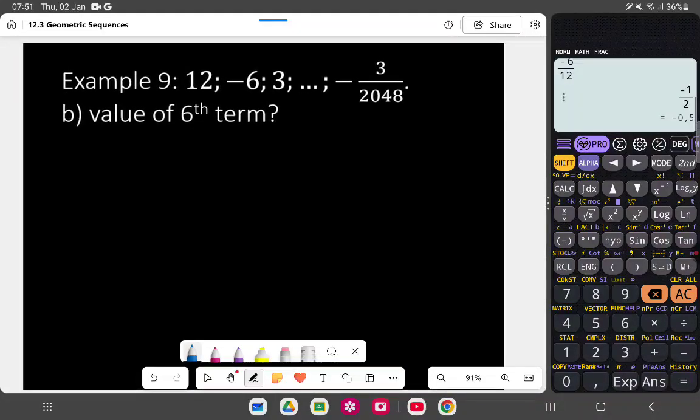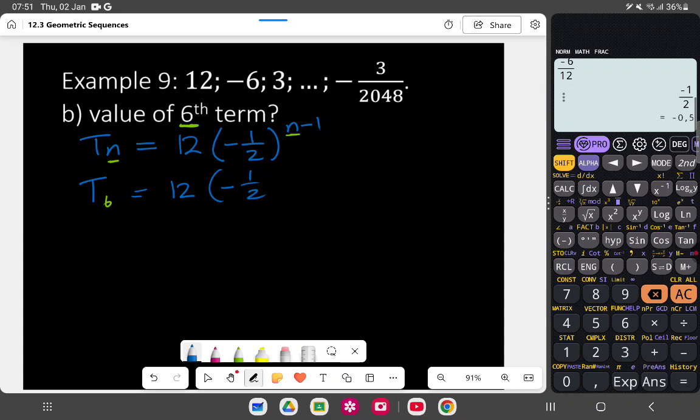Now let's answer question B. What is term 6? First thing you write down is your formula. Now it's not a formula, now it's an equation. So term n is equal to 12 bracket negative a half bracket n minus 1. Substitute for term 6. The 6 we're going to put in wherever we see n. So term 6 is equal to 12 bracket negative a half bracket 6 minus 1, or you can write 5.